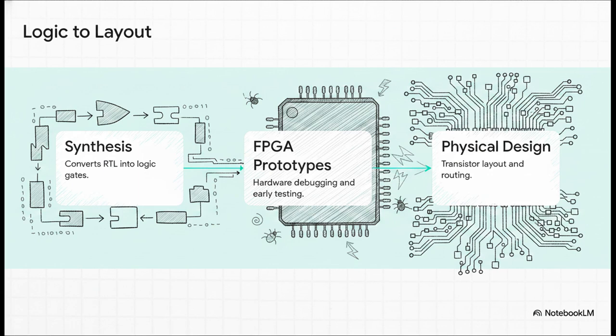Step 1 is synthesis, which turns the code into logic gates. Next, they'll often load that design onto an FPGA, which is kind of like a blank slate programmable chip, just to catch any sneaky bugs in a real hardware environment. Once it passes that test, we jump into Step 3, the complex physical design phase, where the final layout of the transistors gets locked down.